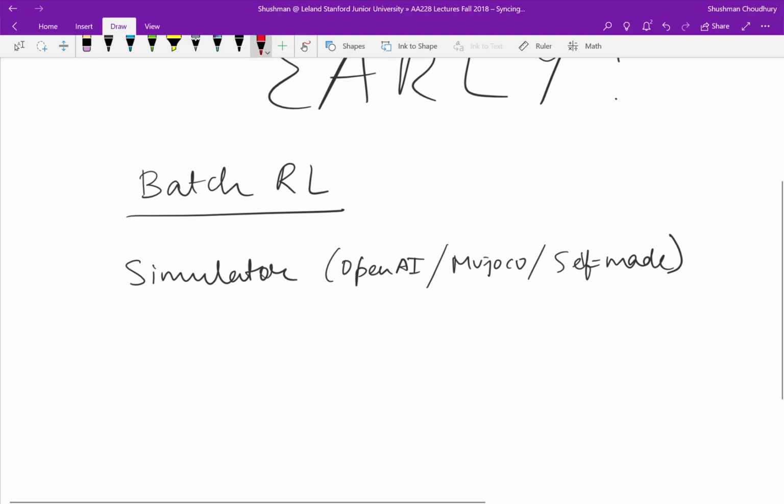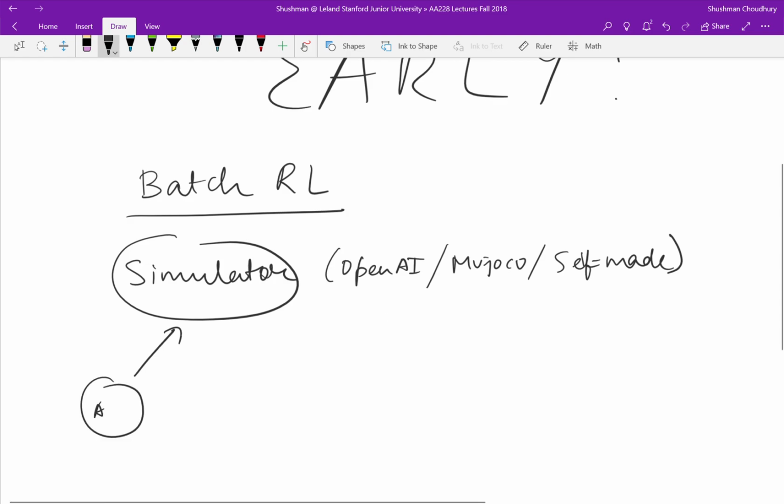However, in this setting, or rather in this simulator, you can interact with it. So this is your algorithm. Your algorithm can take actions and get back reward and next state from some state, comma action, and get reward, next state, and then you can run your RL algorithm here.